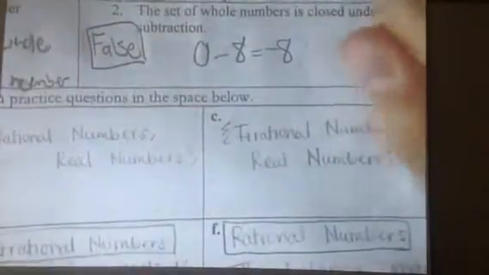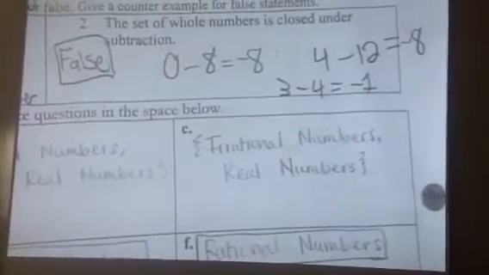Let's try one more. Let's take a whole number 4. Let's subtract another whole number, 12. 4 minus 12, again, gives me negative 8. Because this is negative, I know that it is not closed. Let's try one more. 3 minus 4 gives me negative 1. These are negative numbers, which are integers, which are not whole numbers. So it is not closed under subtraction. That is it for lesson 1.